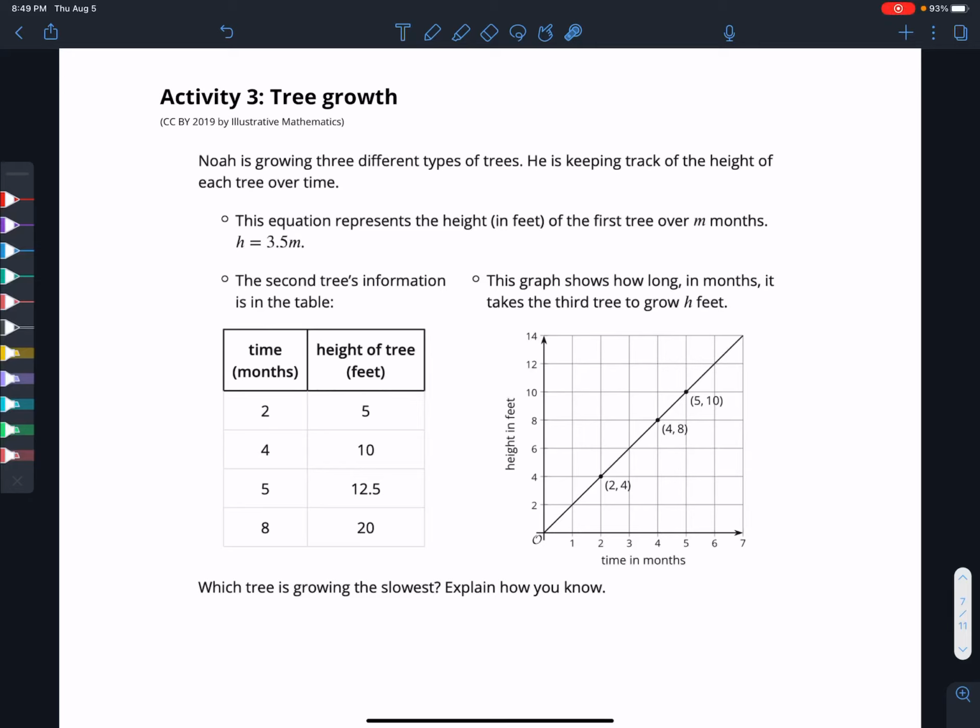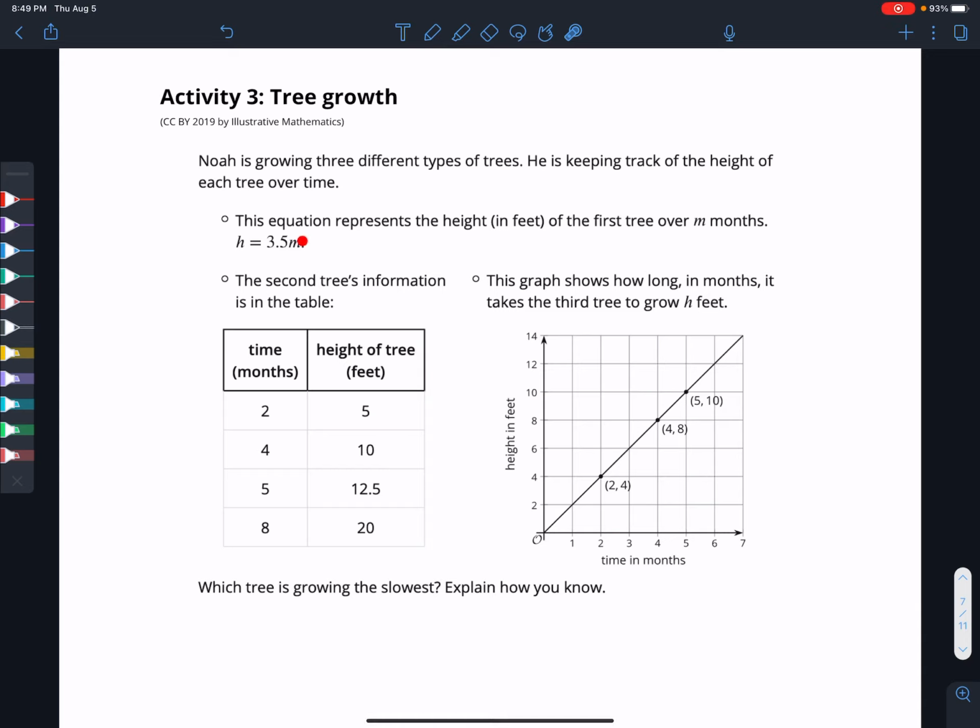All right, in this video, we're going to talk about activity 3, the tree growth problem. So Noah's growing 3 different types of trees. He's keeping track of the heights of each tree over time. But for some reason, Noah tracked this in 3 different ways.